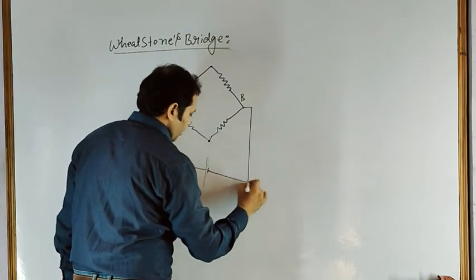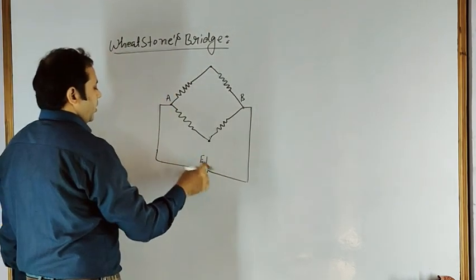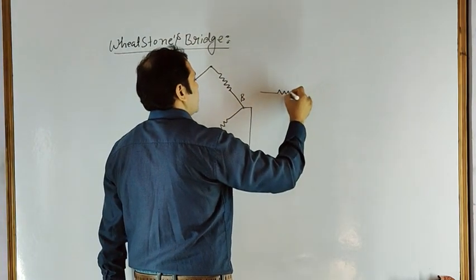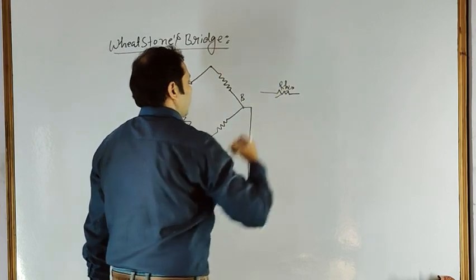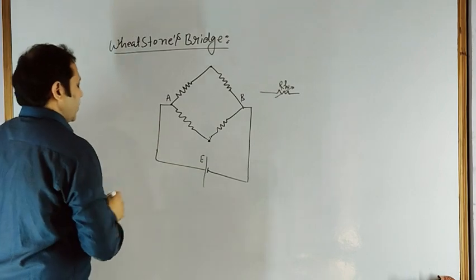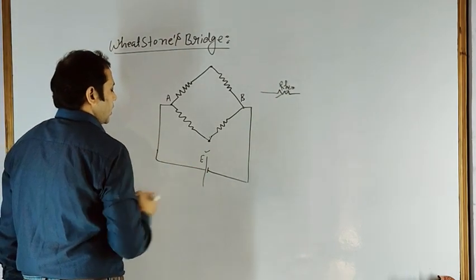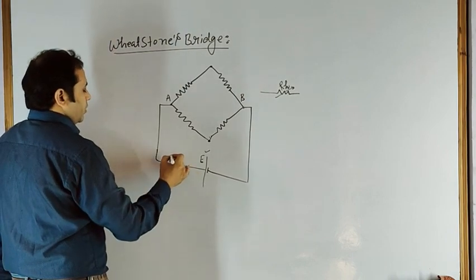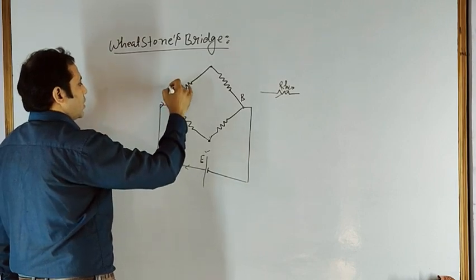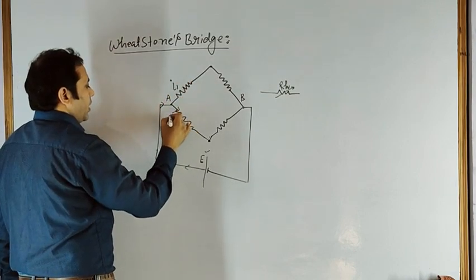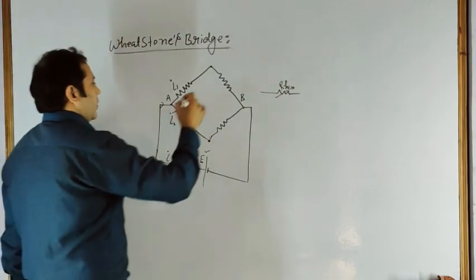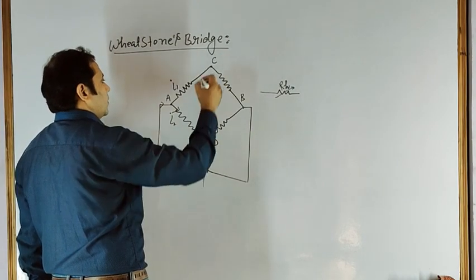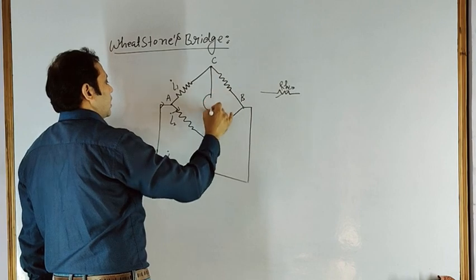There is an electrical source E. Sometimes there is a rheostat. You know what a rheostat is? A rheostat is basically a circuit element which provides variable resistance. But here we are using only an electrical source, an EMF as a voltage source. So if there is a current I which will be further divided into I1 and I2, let there be two points C and D which are connected with a galvanometer G.